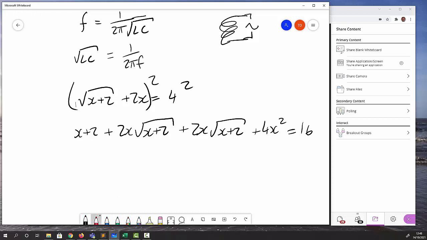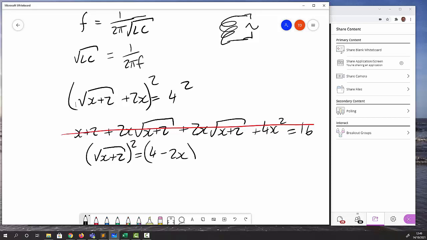Is that good? No, it isn't. That makes life a lot worse. So what am I actually going to do? Well, the simple thing is, I'm going to get rid of that and go back to this equation. I'm going to say the square root of x plus 2 is equal to 4 minus 2x. Now if I square that side, I get rid of the square root, and if I square that side, I get a quadratic.